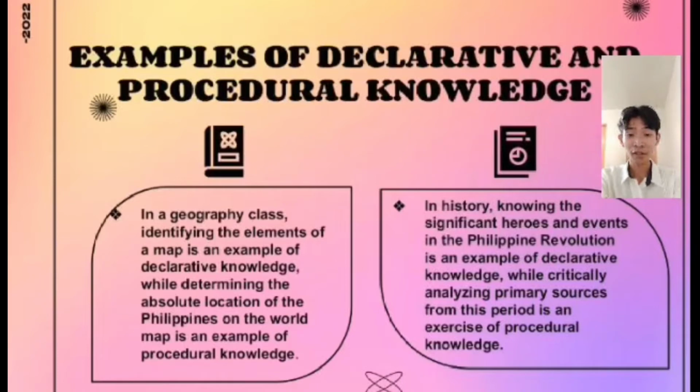Examples of declarative and procedural knowledge. In a geography class, identifying the elements of a map is an example of declarative knowledge, while determining the absolute location of the Philippines on the world map is an example of procedural knowledge. In history, knowing the significant heroes and events in the Philippine Revolution is an example of declarative knowledge, while critically analyzing primary sources from this period is an exercise of procedural knowledge.